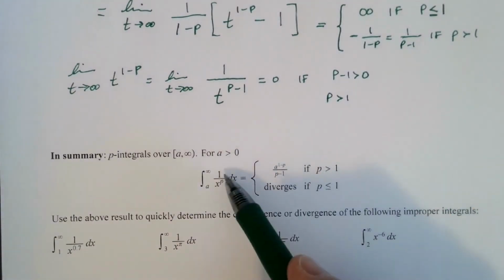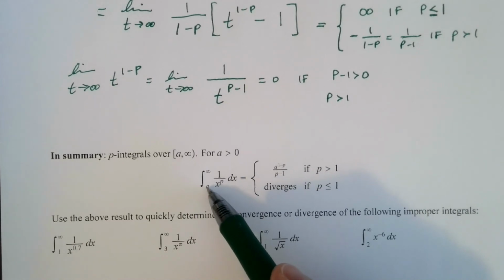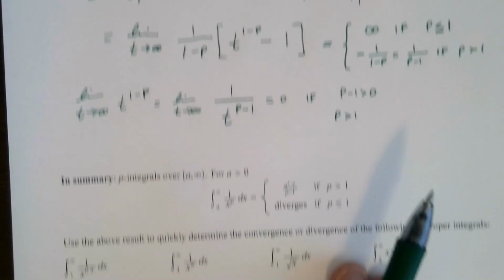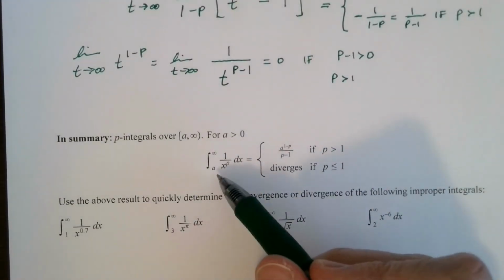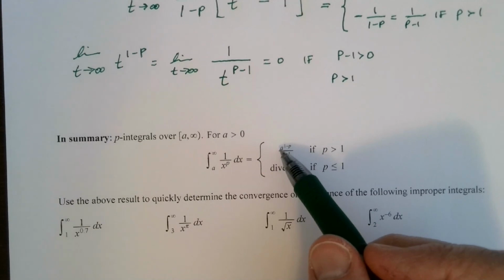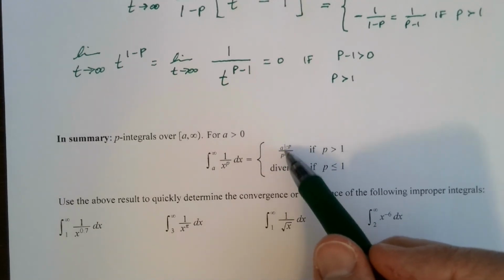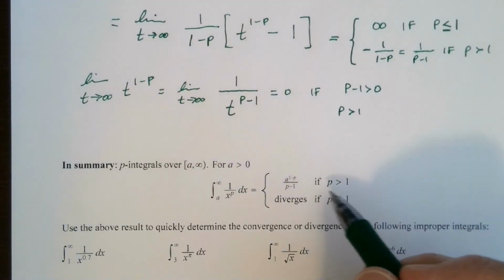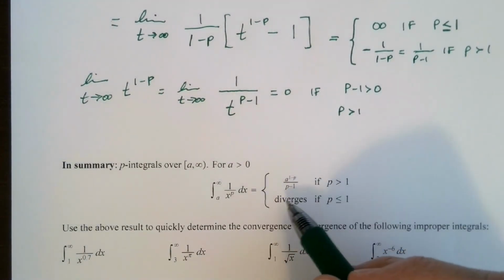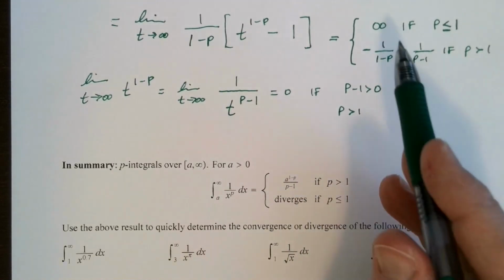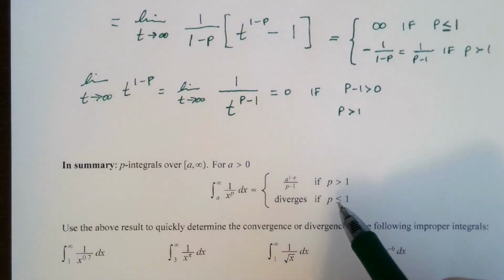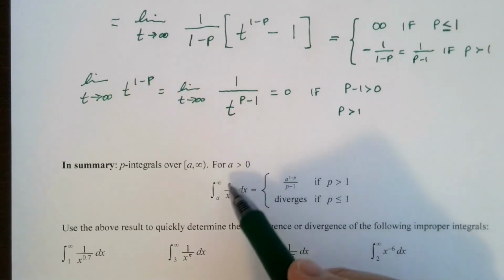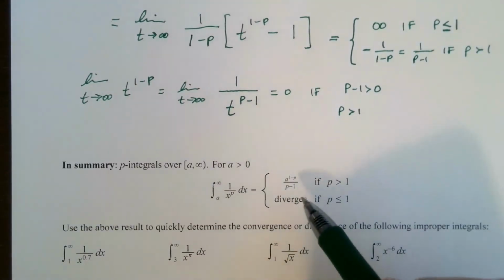Now this has an a here instead of what we had up here, which was 1. We started at 1. But you can start at any value a. If you plug in 1 here, you're going to get 1 to any power. The top will be 1. And you get 1 over p minus 1, which is exactly what we had if p is greater than 1. And then it diverges otherwise, right? Because the limit is going to be infinity if p is less than or equal to 1. And so this is a nice thing to remember, and we're going to use these p integrals later on in the course.